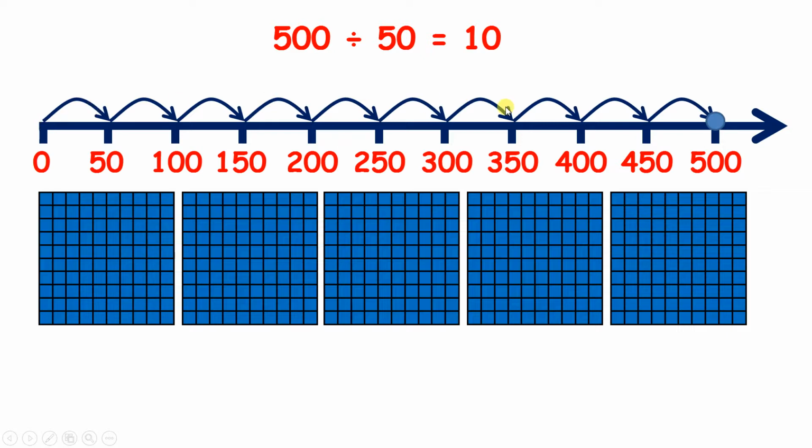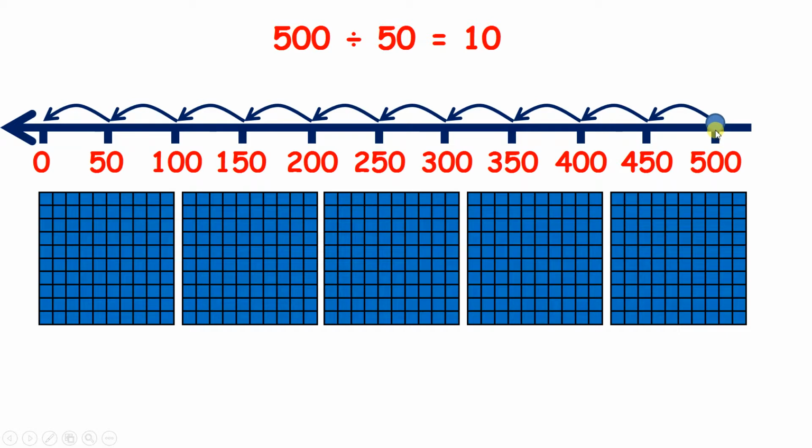So we've been looking at division as counting forwards, but that isn't really what division is. Really, multiplication is repeated addition, but division is repeated subtraction. So 500 divided by 50 is 10, because if we start on 500 and take away 50 each time, we'll need 10 jumps to get to 0.